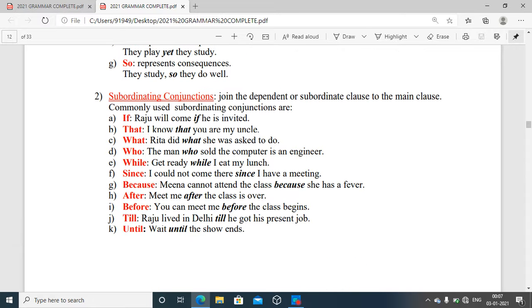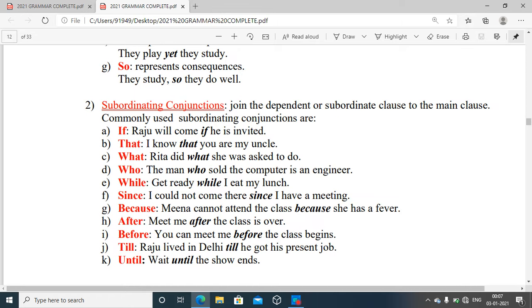Okay, so the second type, subordinating conjunctions. The definition goes like this: they join the dependent or subordinate clause to the main clause. It's mainly used in clauses. The purpose is joining itself, but mainly in clauses, and it subordinates. The name itself mentions the doing: the dependent or subordinate clause is highly connected.